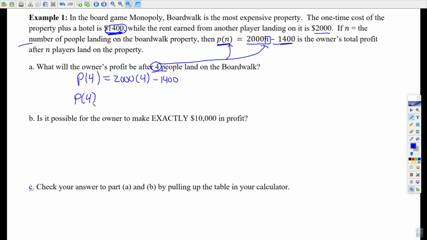Remember, the left-hand side stays the same, P of 4. Calculate this. This would be 8,000 minus 1,400. So what's our final answer here? P of 4 equals what? Looks like it's going to be 6,600. That would be your profit if 4 people landed on the Boardwalk that you own.